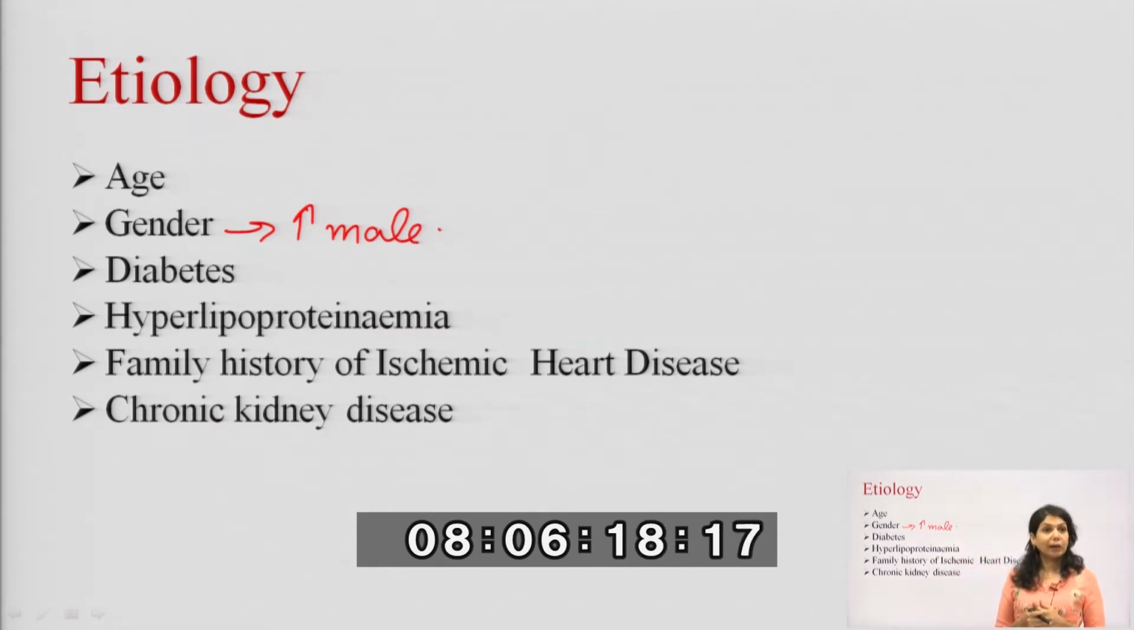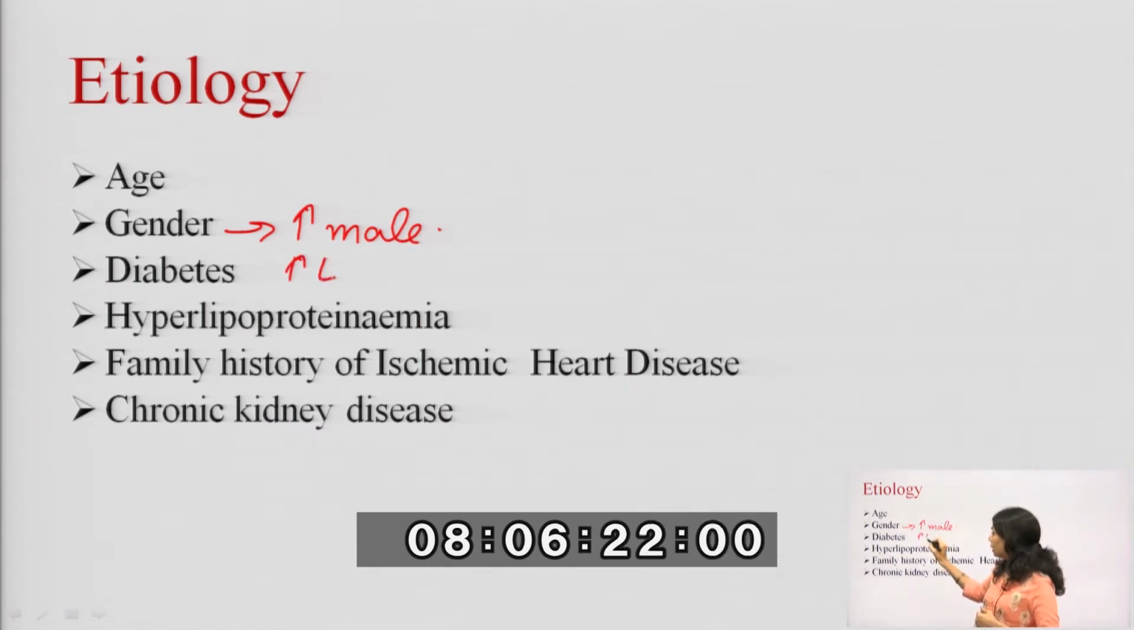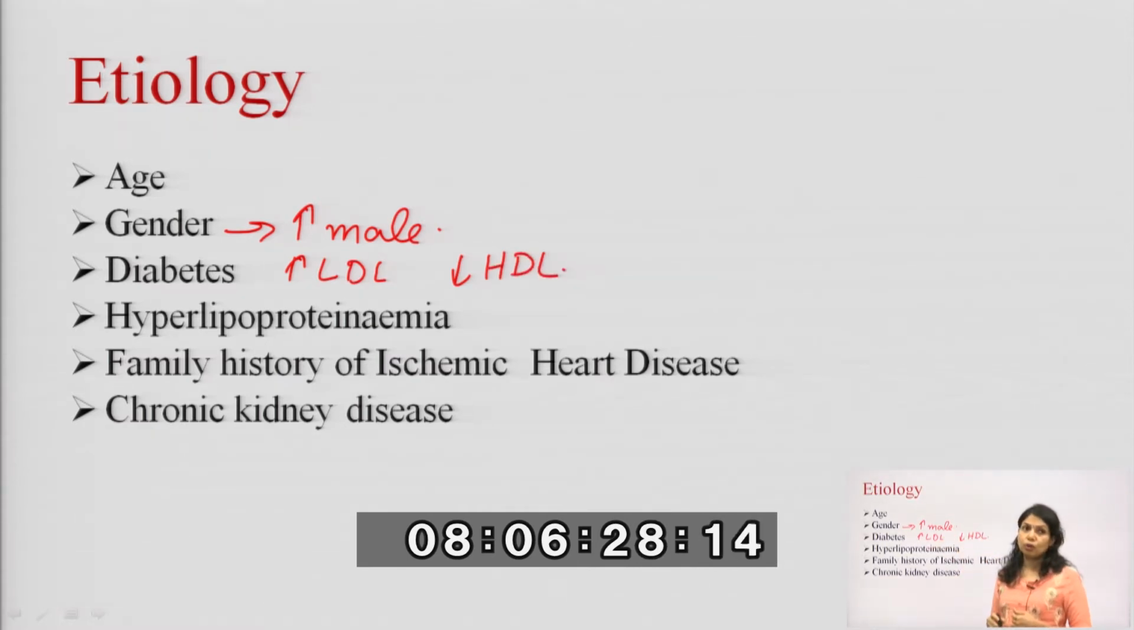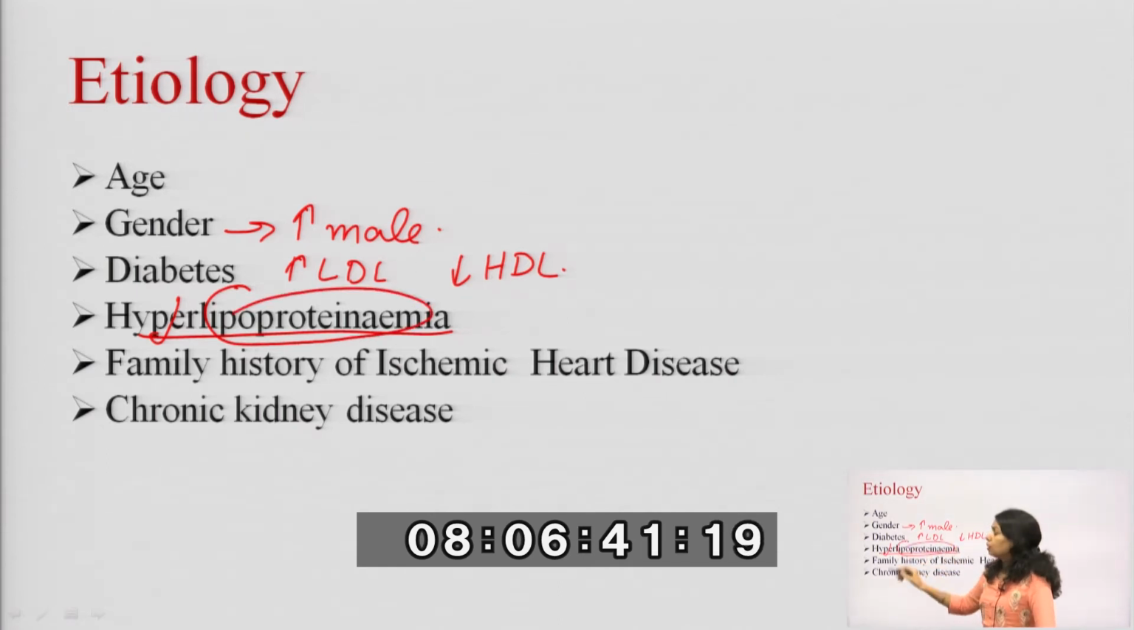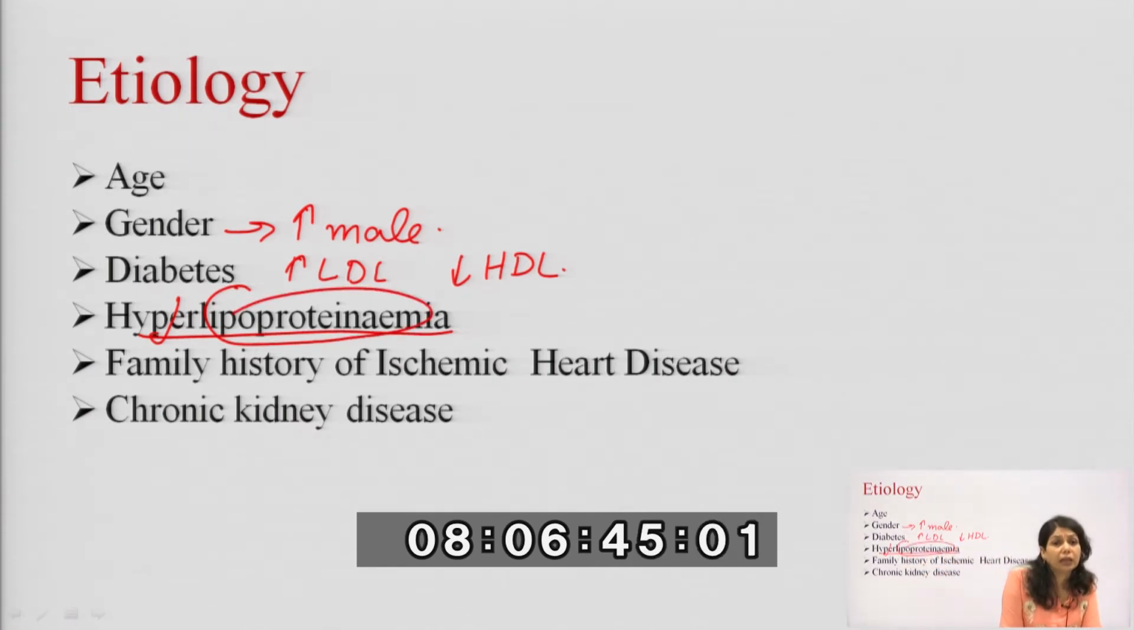Diabetes: the patient is suffering from diabetes. Again in diabetes there is an increase in the LDL level and a decrease in the HDL level, and so it will ultimately cause myocardial infarction. There is hyperlipoproteinemia, an increase in lipoproteins; the same, the increase in the LDL level. The lipoproteins are more, and ultimately it leads to the blockage of the coronary artery, and finally to this ischemic heart disease, the infarction of that particular muscle cell, leading to myocardial infarction.